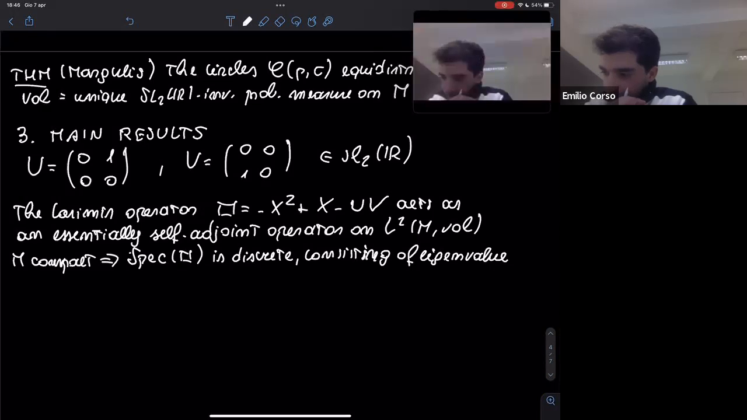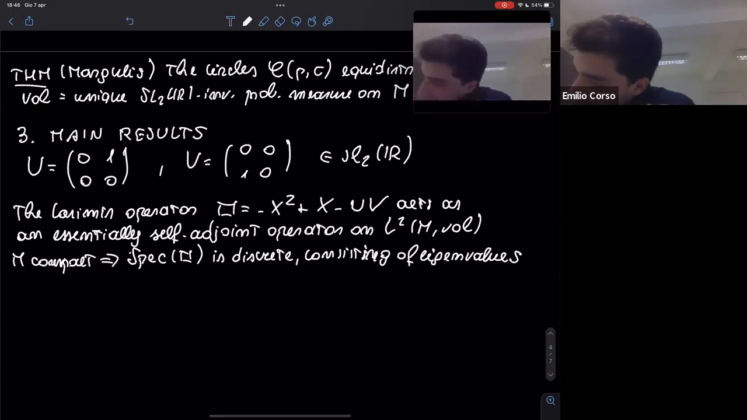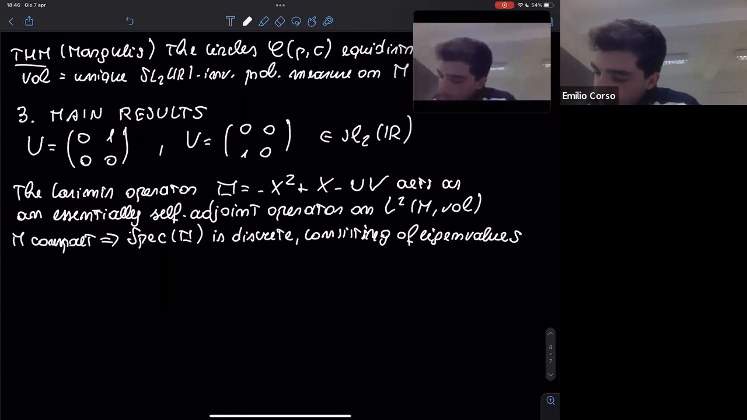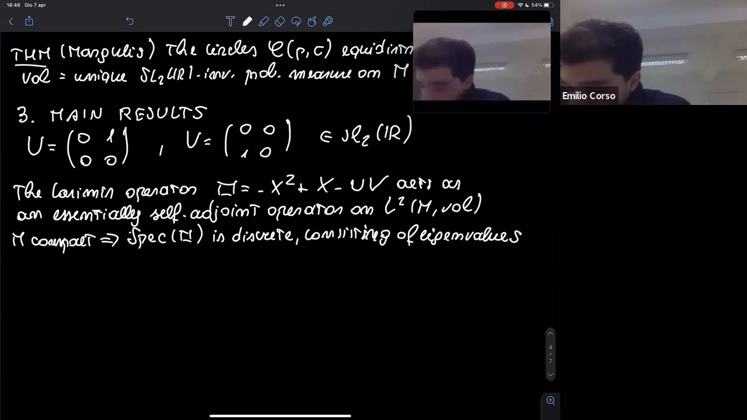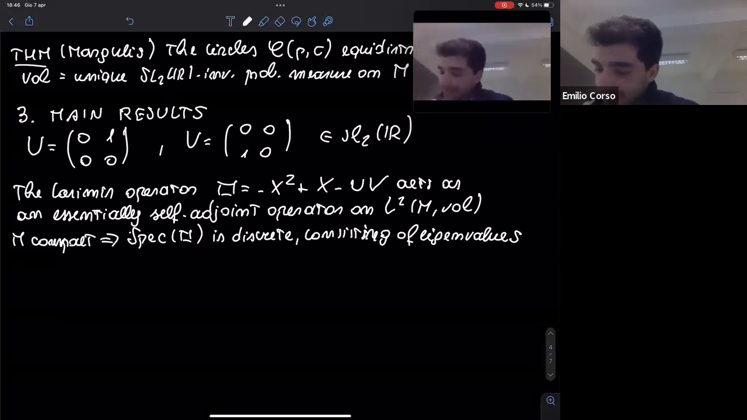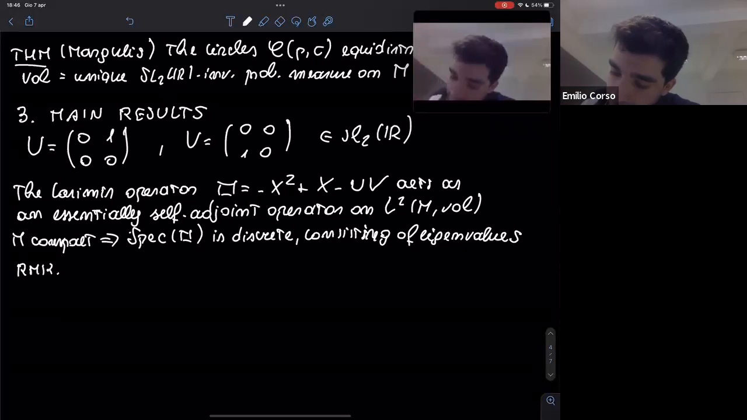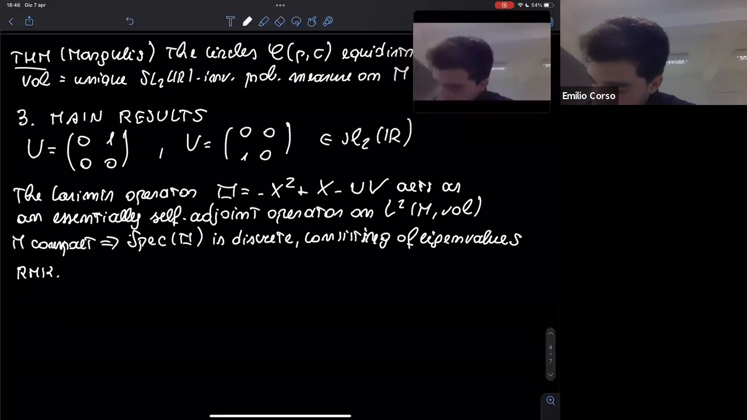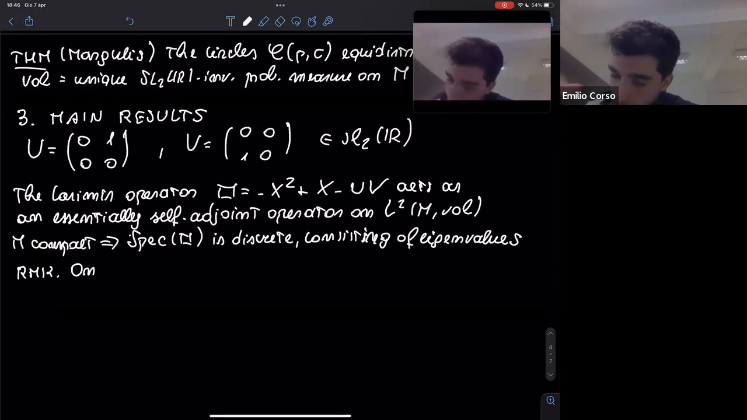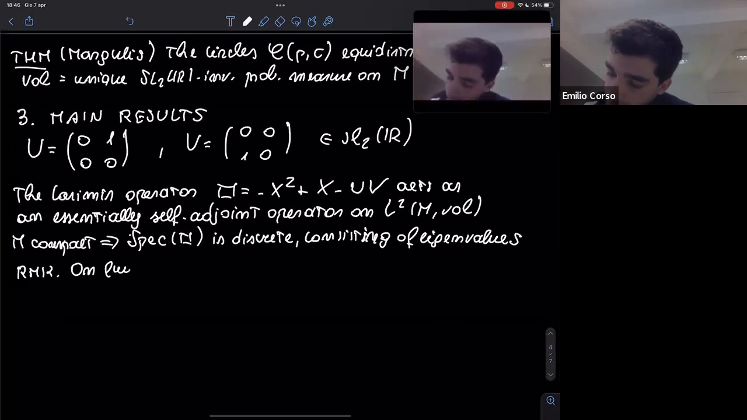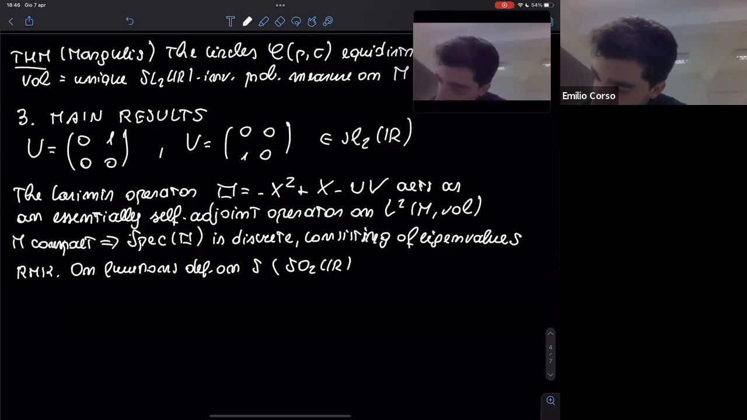So it's discrete and consists of eigenvalues. But if you want to visualize maybe how it acts, let me just remark that with this normalization I chose, if you take functions which are defined on the surface, not simply on the unit tangent bundle, but really on the surface, so they are invariant under the fibers. So on functions defined on S, or in other words, these are SO(2,R) invariant functions on the unit tangent bundle.